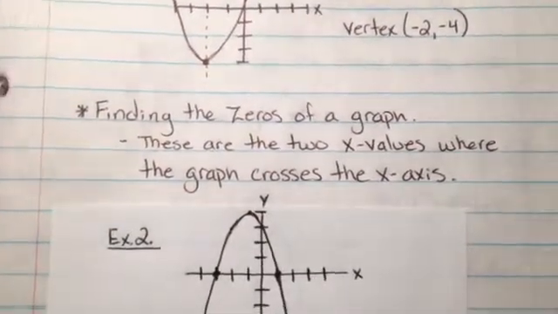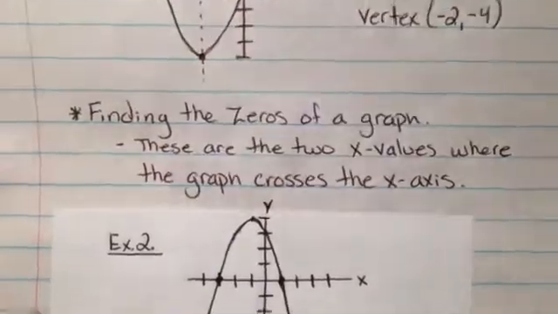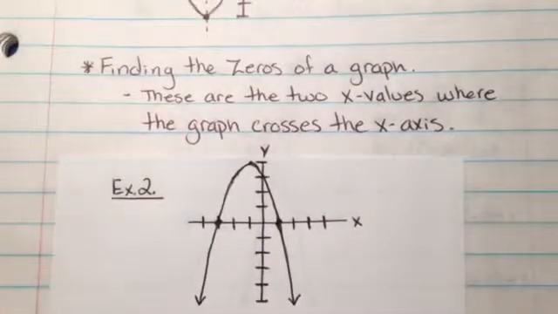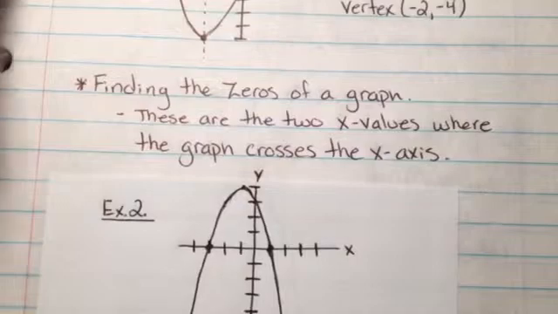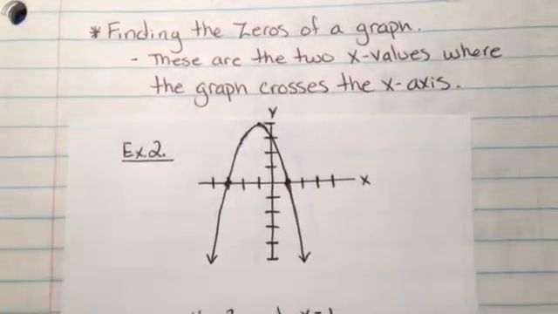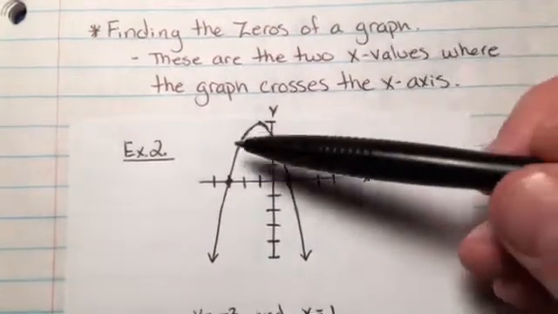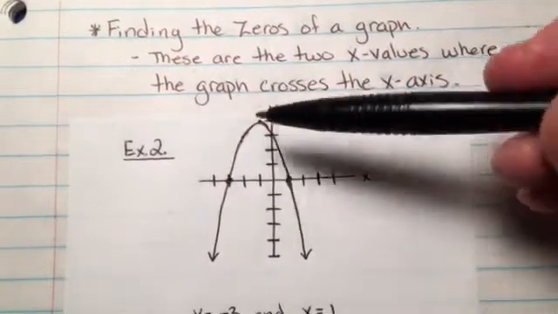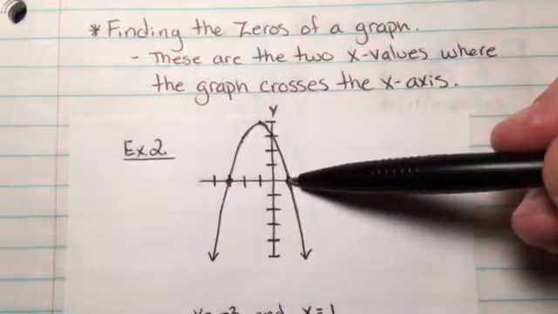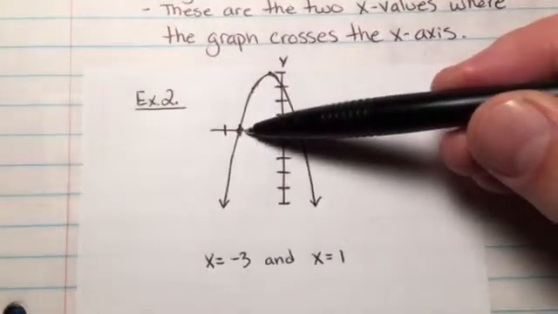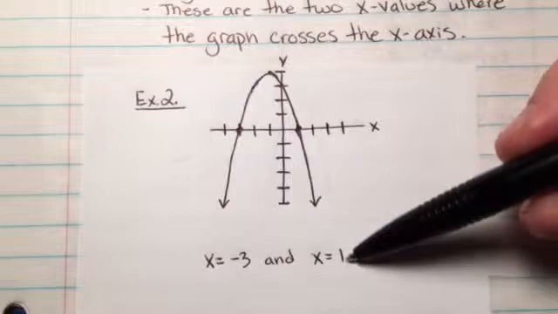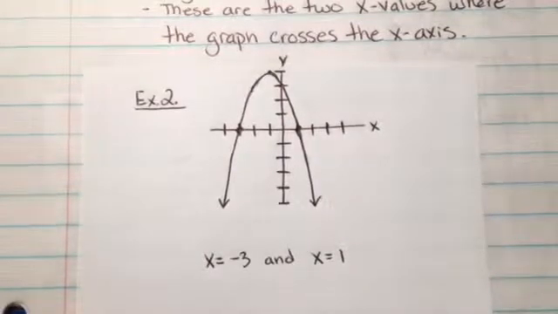Finding the zeros of a graph. Remember, the zeros are the locations where the graph crosses through the x-axis. It's the x values where that happens. So here we've got a graph. There's one cross, and over here it comes and crosses at another location. What are the values where it crosses? You've got -3 and +1. Those are the two answers for example 2, finding the zeros.